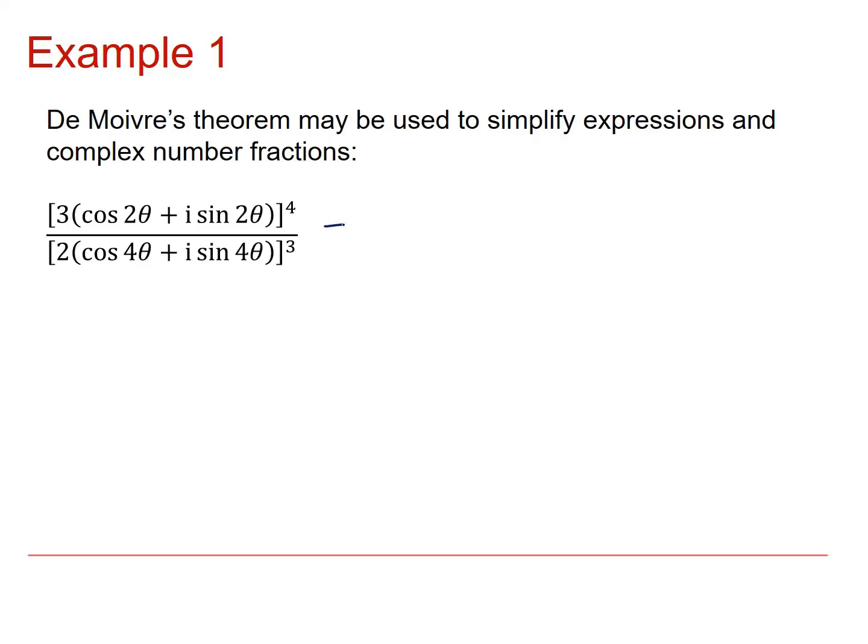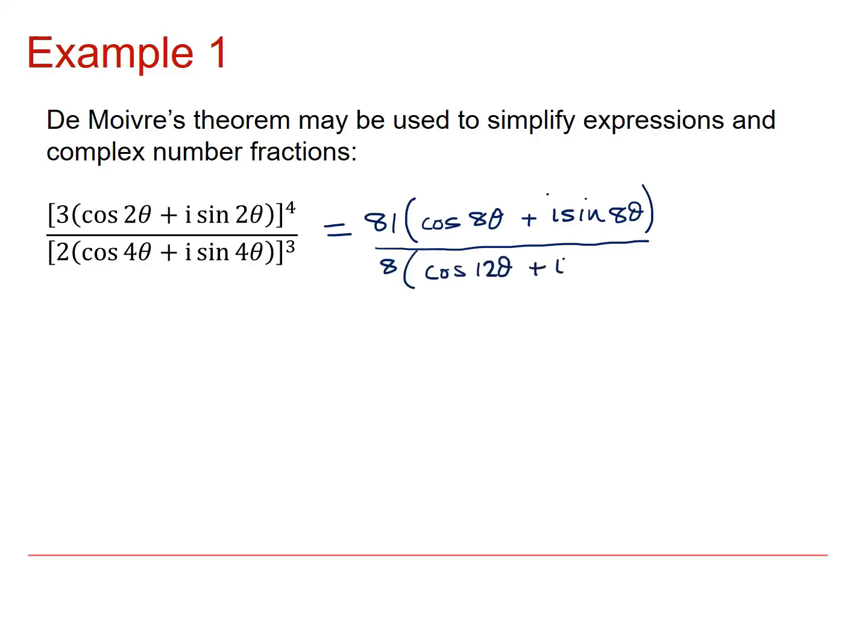If I look at the top line, I'm going to get 3 to the power 4, that's 81, times the cos of 4 lots of 2 theta, so I'm going to get cos 8 theta plus i sine 8 theta. And on the bottom, I'm going to get 2 to the power 3, that's 8, and then cos of 4 theta times 3, so that's going to be cos of 12 theta plus i sine 12 theta.